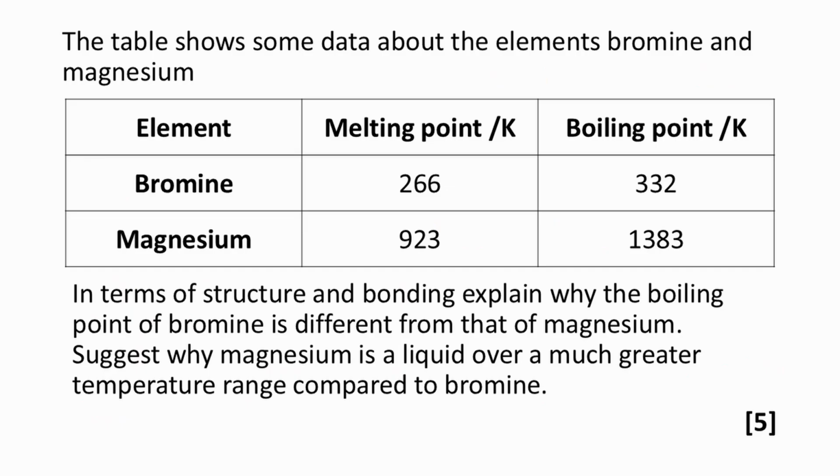Here's the question that we're going to look at. The table shows some data about the elements bromine and magnesium, and you can see we have some melting points and boiling point data there. In terms of structure and bonding, explain why the boiling point of bromine is different from that of magnesium. Suggest why magnesium is a liquid over a much greater temperature range compared to bromine.